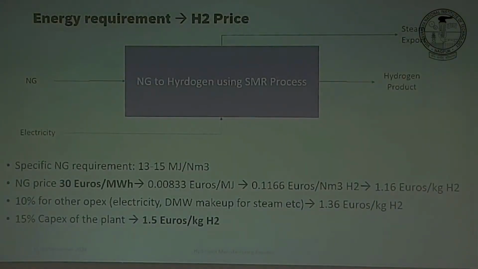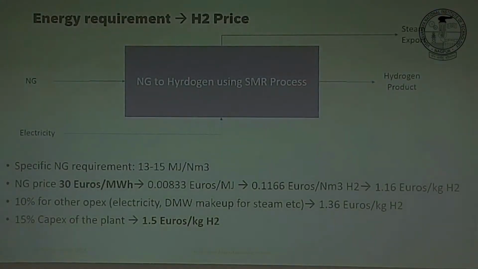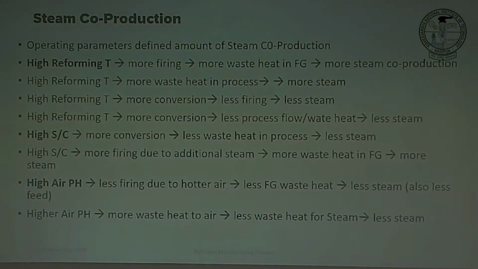But to do all this, we also need to buy and install this plant. It's a capital expenditure. Once again, let's simplify it: 15% of your total cost is for capex, and the remaining 85% for opex. That means a hydrogen price somewhere around 1.5 euro per kg. If you convert it into rupees, that's a similar price to what we have here in India using the SMR process.